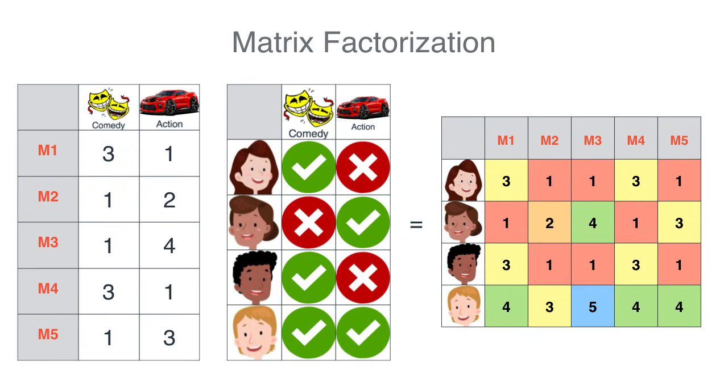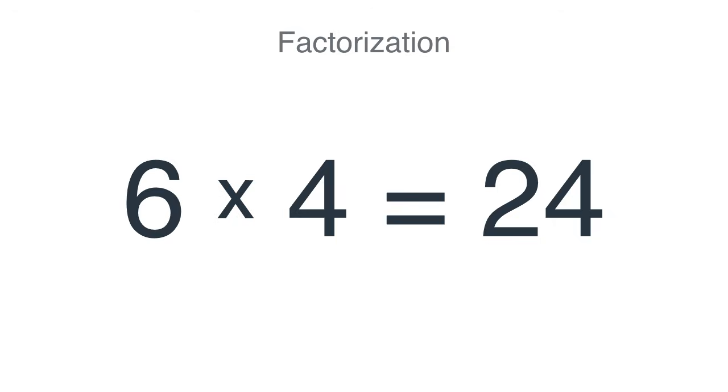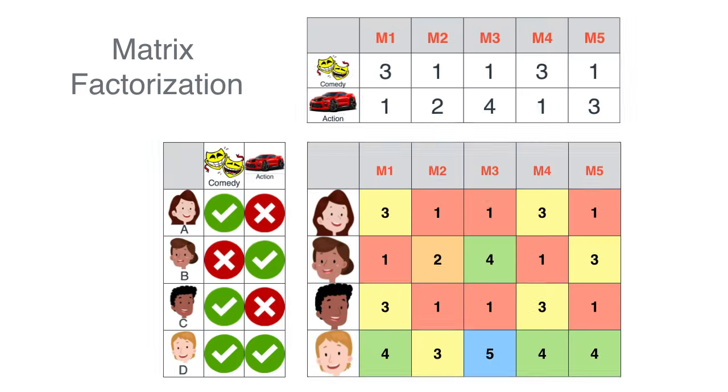So what we did is we expressed the matrix on the right as a product of the two matrices on the left. So what we did is factorization. Basically, we expressed the 24 as a product of a small 6 and a small 4. So now we expressed a big matrix as a product of 2 smaller matrices.